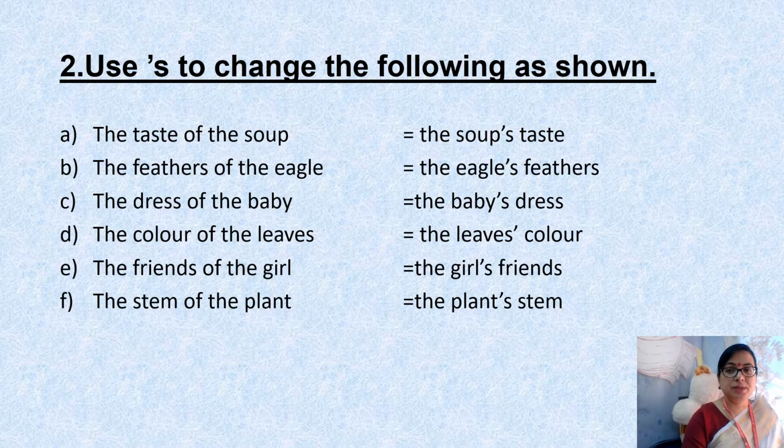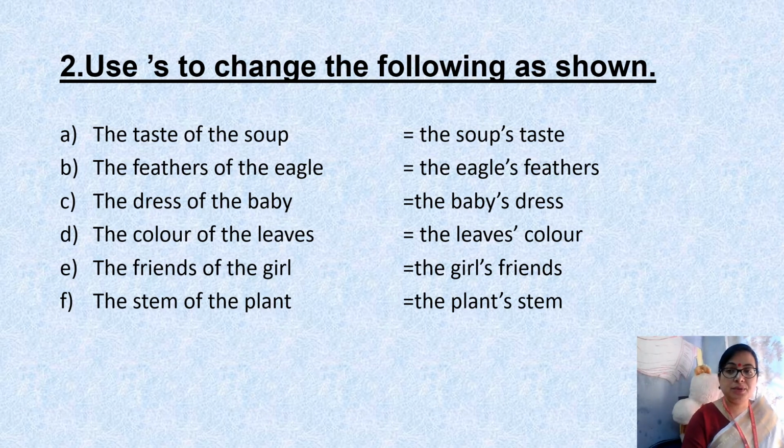Now you have to use apostrophe s to change the following. The taste of the soup. The soup's taste. The feathers of the eagle. The eagle's feathers. The dress of the baby. The baby's dress. The color of the leaves. The leaves' color.